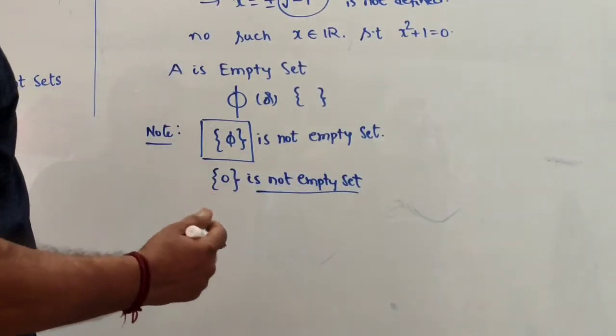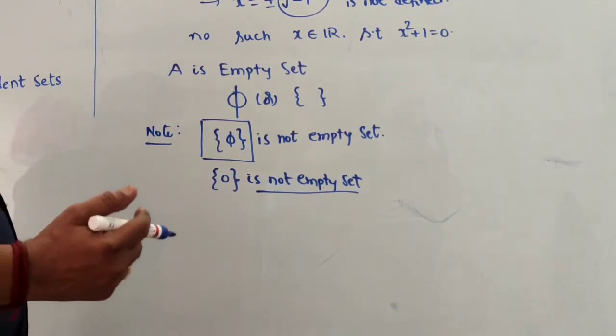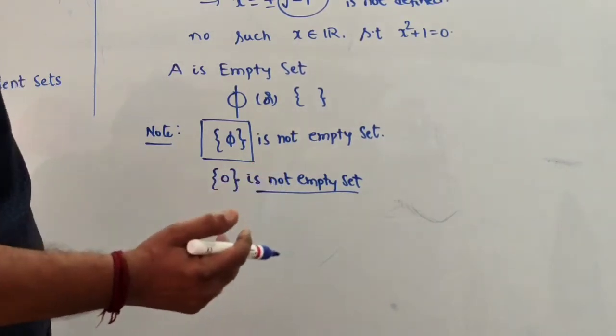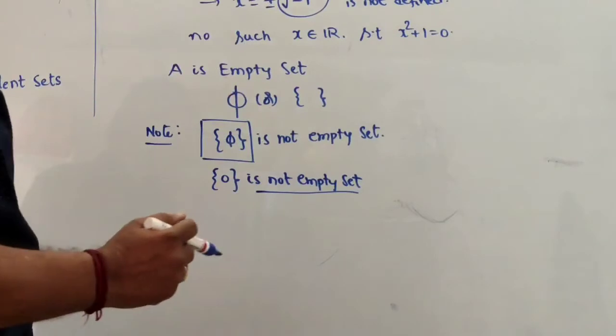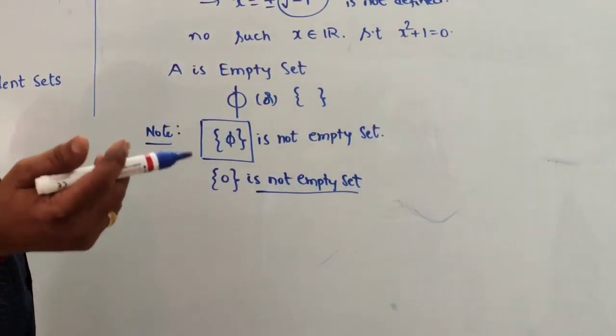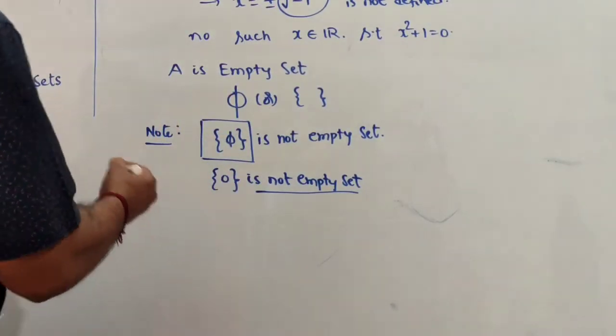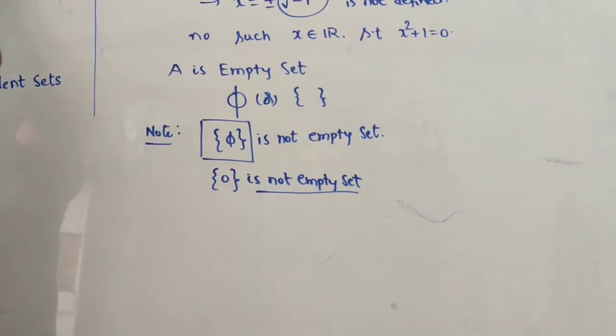So we can give different kinds of examples for empty set, for example x square plus 1 equal to 0. You can make different kinds of examples. Okay, it is over. Next, finite set.